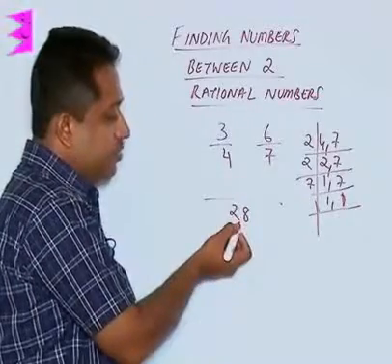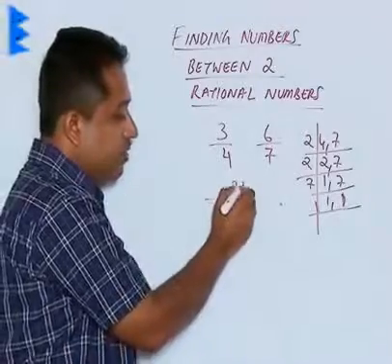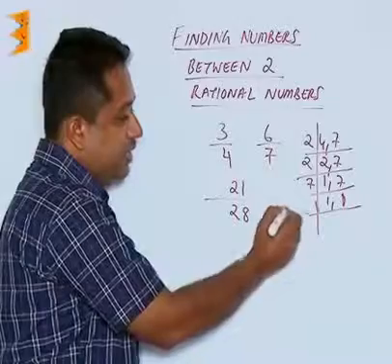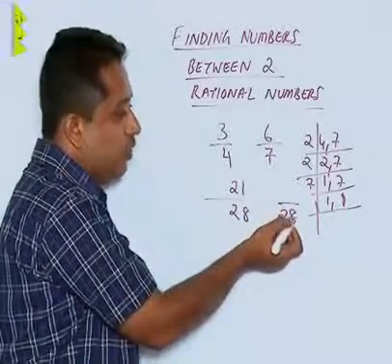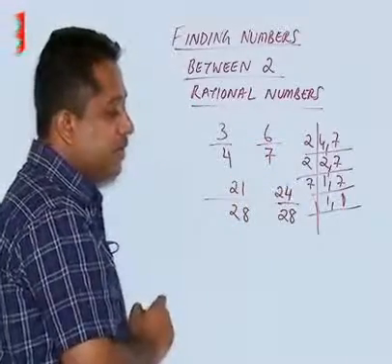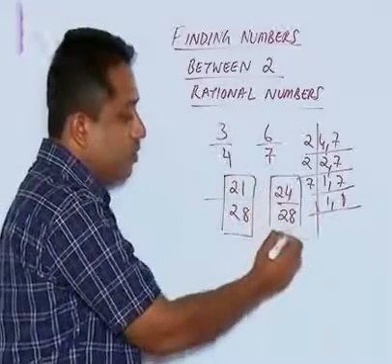4 goes 7 times in 28. So 7 into the numerator here, which is 3, we are going to get 21 upon 28. And here we find that the LCM was 28, and 7 goes 4 times. So 4 multiplied by 6, we are going to get 24 upon 28. So here we are having 21 by 28 and here we are having 24 by 28.